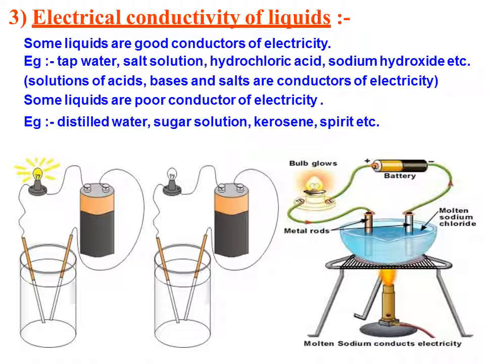Similarly, on the lower right hand side, we have put molten sodium chloride in a bowl, and two electrodes, metal rods, are placed here. Then the wire is connected to one bulb and the other through a battery or the cell, and in this case the electricity flows and the bulb starts glowing. So this was all about electrical conductivity in liquids.